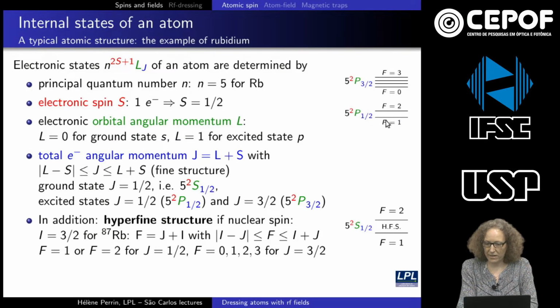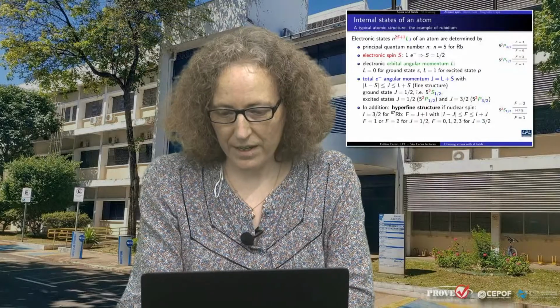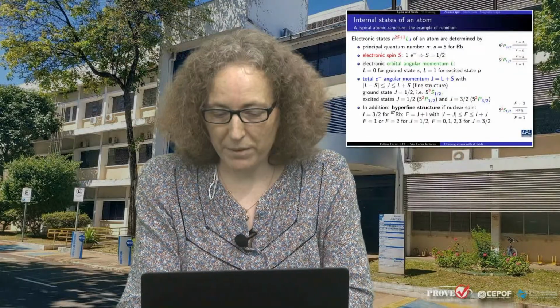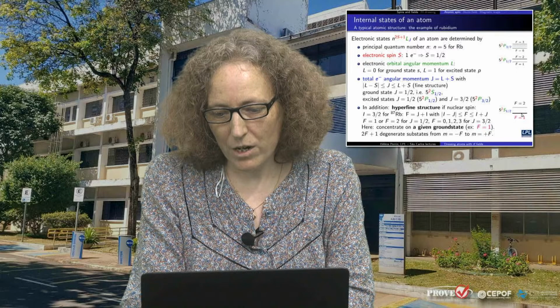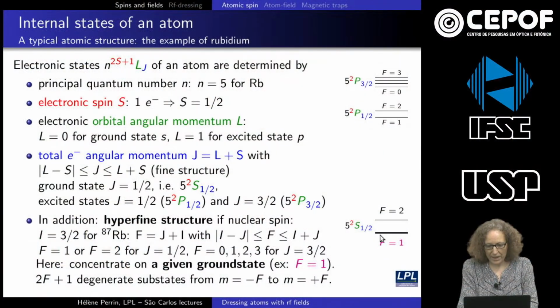In the excited state, for P 1/2, there are also two states, and in the second excited state, as J is equal to 3/2, there are 4 different excited states. So for these lectures, we will concentrate on atoms in their ground state. And so in particular, when I have rubidium in mind, I will concentrate on the lower ground state, F equals 1, which has 2F plus 1 degenerate substates, where the quantum number for these substates varies between minus F and plus F.